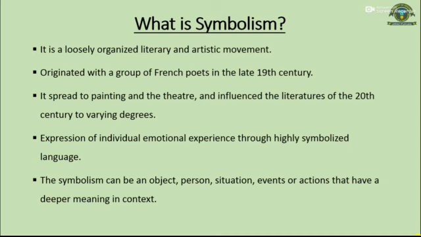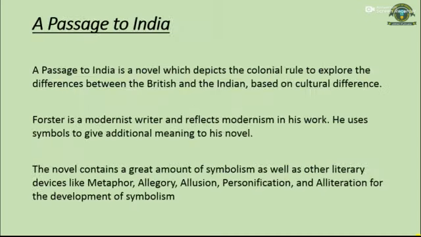So Forster, in A Passage to India, has also used such symbols to give a deeper understanding of his work. A Passage to India basically is a novel which depicts the colonial rule, and explores the differences between the British and the Indian, differences which are based on their cultures.